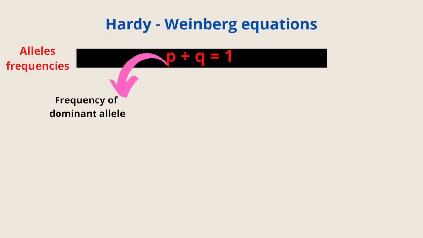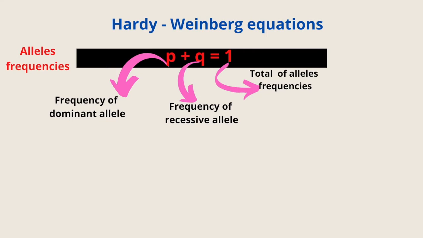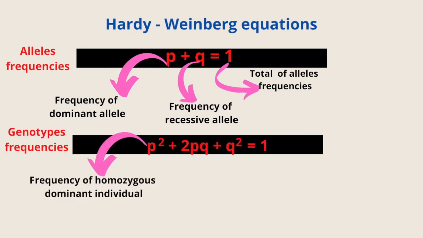P is the frequency of the dominant allele, Q is the frequency of the recessive allele, and 1 is the total of allele frequencies within that population. If the population is in genetic equilibrium, P plus Q is always equal to 1. To calculate the genotype frequencies, the equation is P squared plus 2pq plus q squared equal to 1.